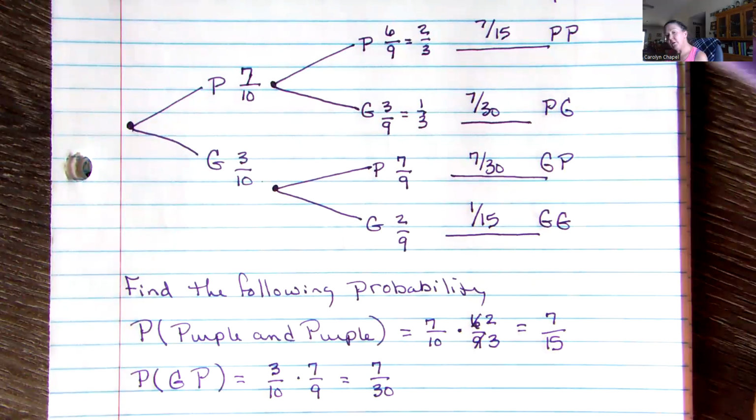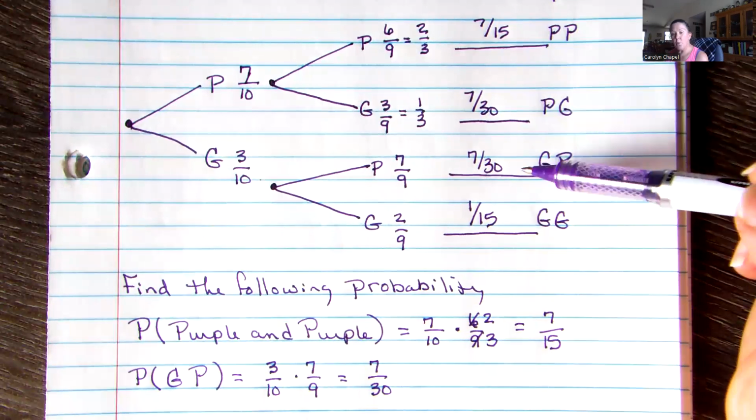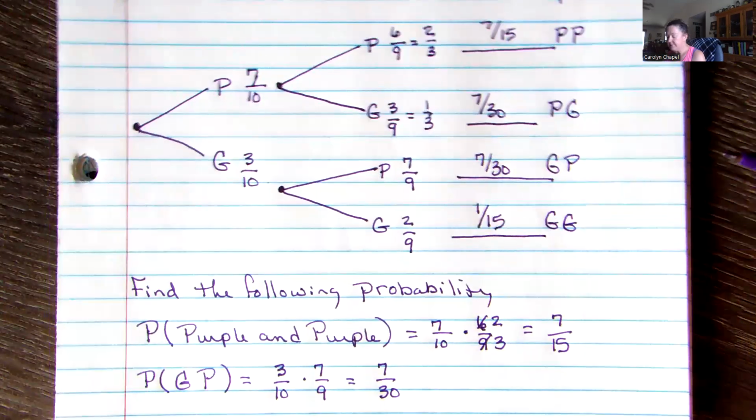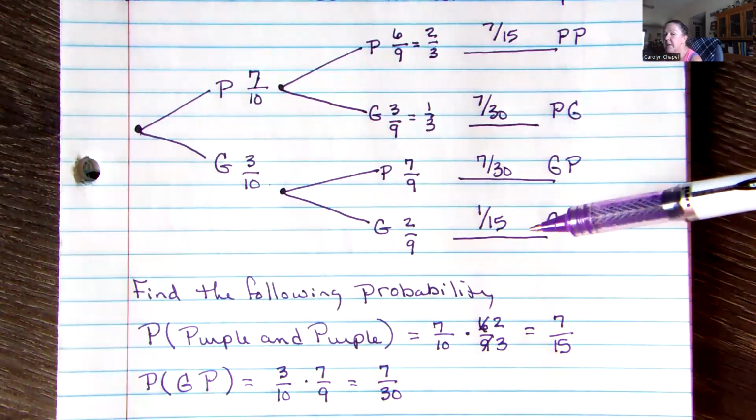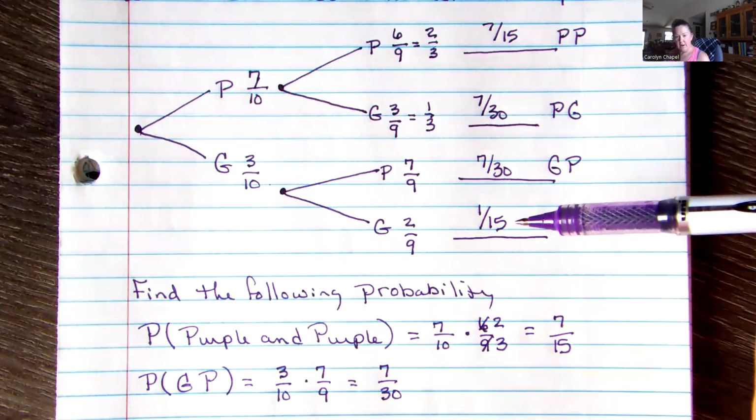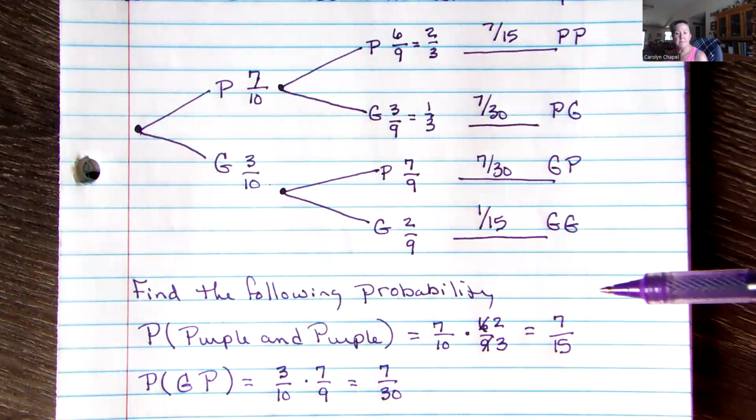Okay. One thing you'll also notice, these are the only 4 options that we have. So if I add these 4 up, I will get the number 1 because all of our probabilities for our total outcomes do have to add up to 1.